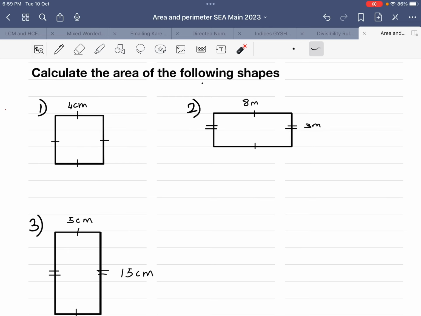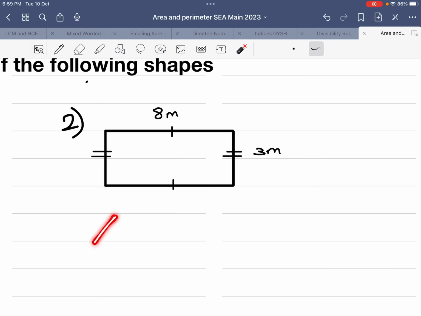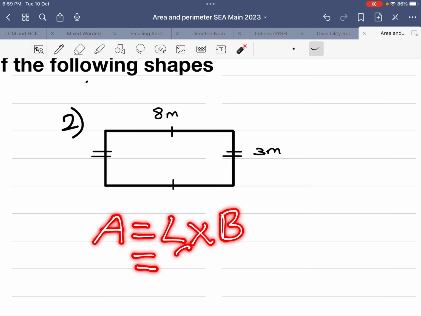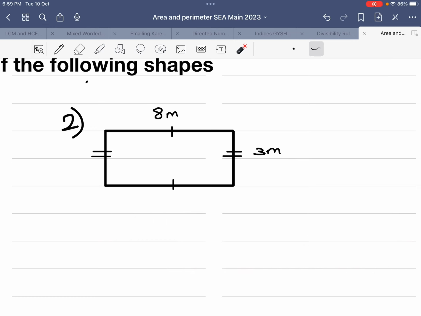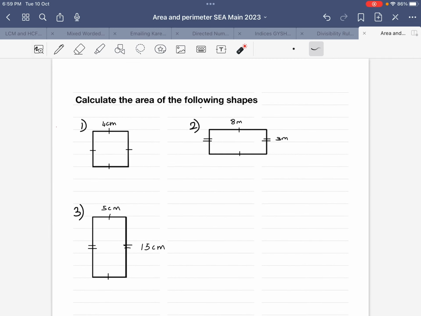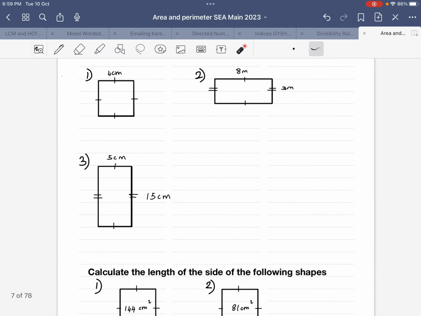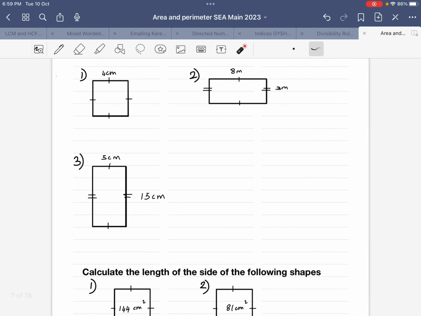Number 2, we have a rectangle. What is the area of a rectangle? The area of a rectangle is length times width, or length times breadth. In this case, the longer side is 8, so that's the length, multiplied by the breadth, which is 3. So that will be 24 centimeters squared. Sorry, that's meters. So that's 24 meters squared. So I will leave you to do number 3.